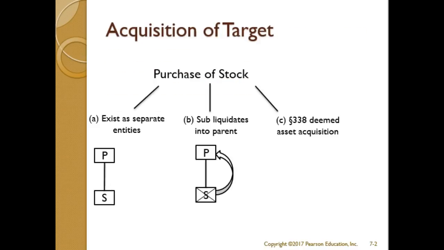So for the most part, what you'll see is an acquisition of a target by purchasing their stock. You can do this 3 ways here. You can exist as separate entities, subsidiary liquidates into the parent, or a deemed asset acquisition.